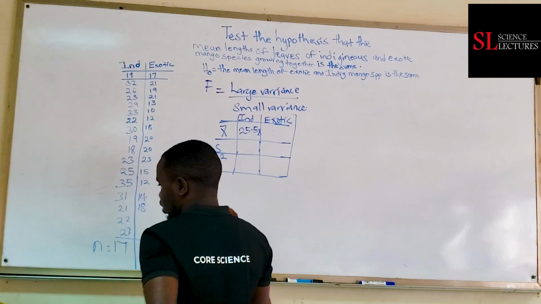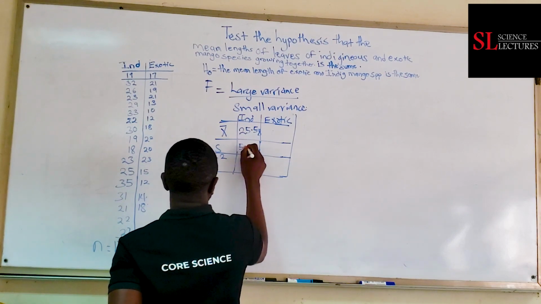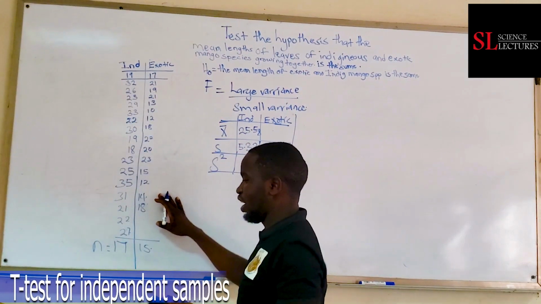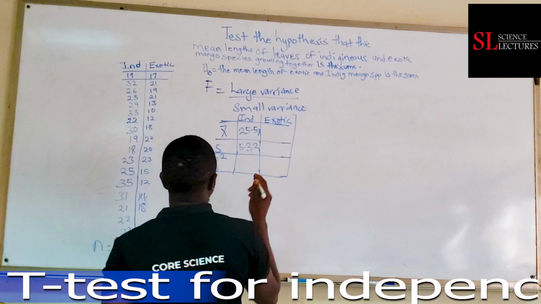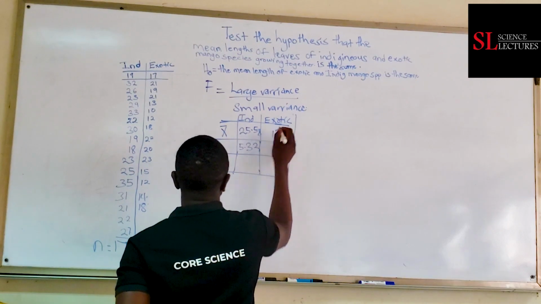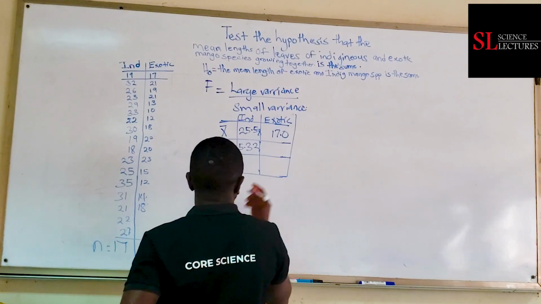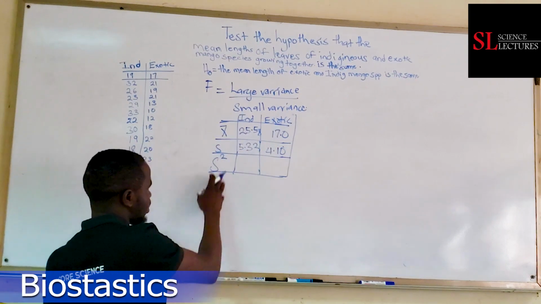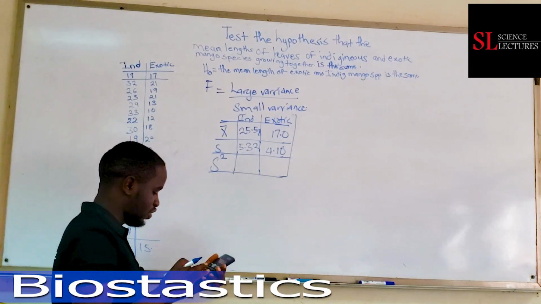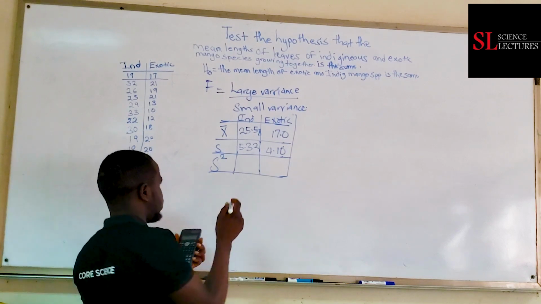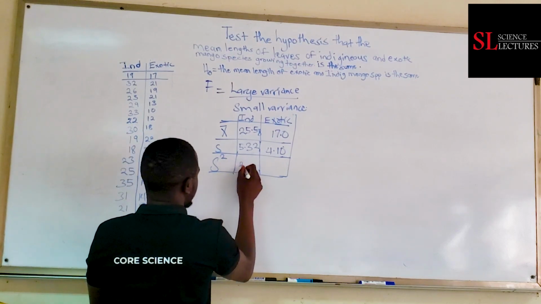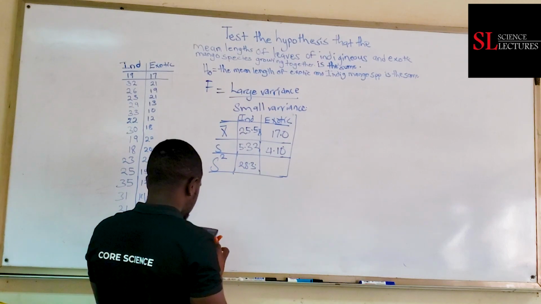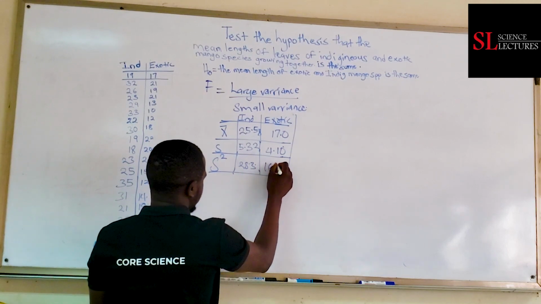What do you get as the standard deviation? I have 5.32. You take the same procedure for the exotic one. What do you get as your mean? I have 17.0. What do you get as the standard deviation? 4.10. So we say variance is standard deviation squared. So you say 5.32 squared, you get 28.3. Then 4.10 squared, which is 16.81.